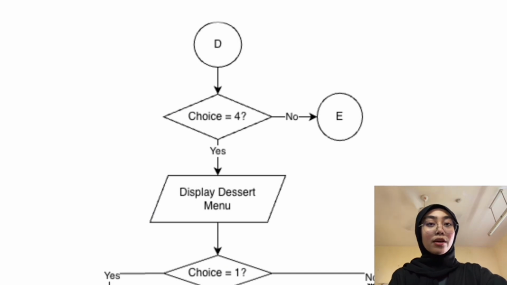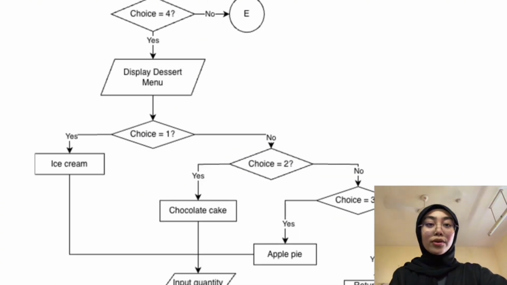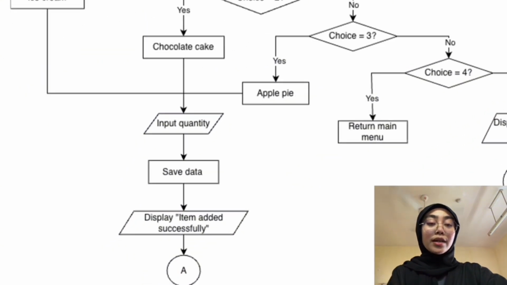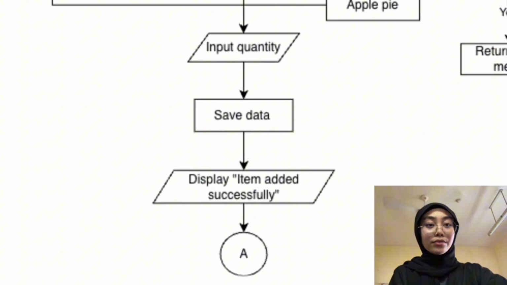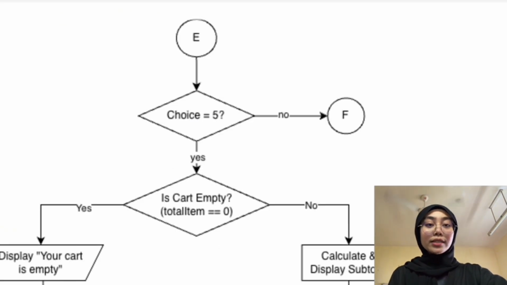Next, if the customer selects option 4, the flow continues through connector D to the dessert menu. As before, the customer will select a dessert, enter the quantity, and the order is saved. The system displays "item added successfully" and then returns to the main menu through connector A. Next, if the customer chooses option 5, the flow continues through connector E to the view cart process.